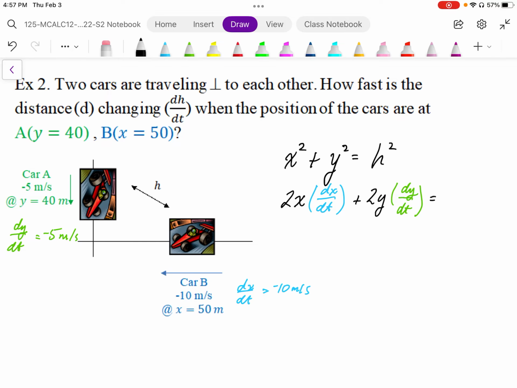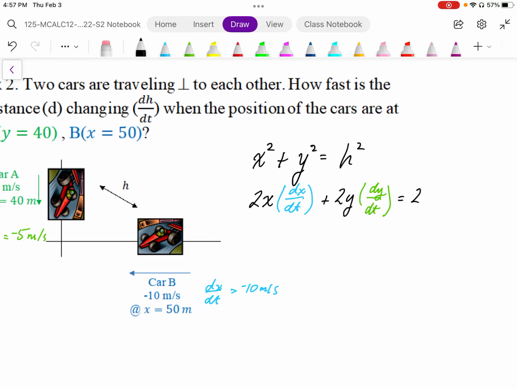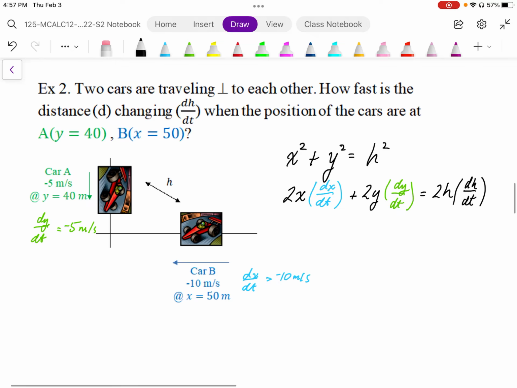Equals. I do the same thing with my h. I'm going to differentiate h squared to 2h. And because h is a function of time, I need to multiply by the chain rule, dh by dt. So now I've generated all the parts that I need. So let's check. Do I have the different parts? Do I have x? Well, yeah, I've been given x as 50 meters. Check. My dx by dt I've been given here as negative 10 meters per second.